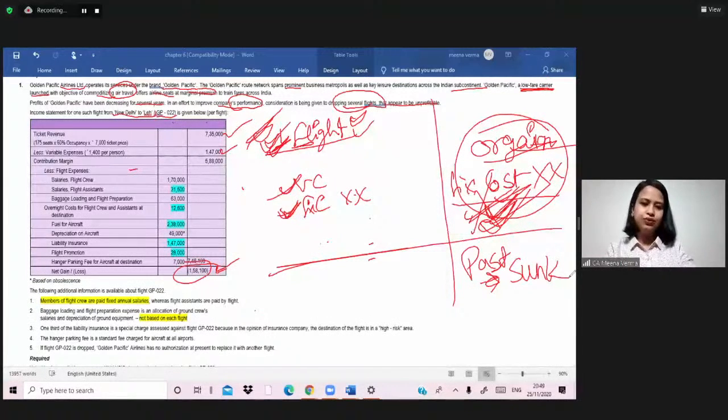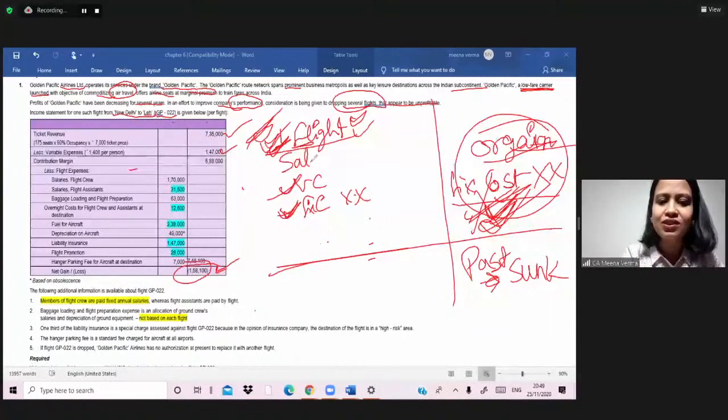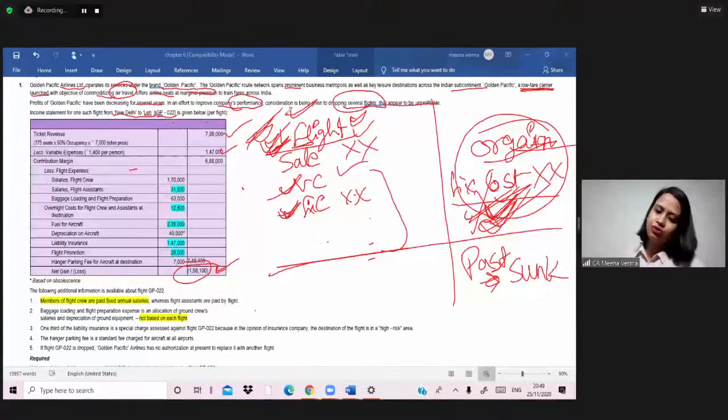Now see this question. Let us read about this question. We will try to identify these two fixed costs and remove them. What will we do? We will consider the sale value, whatever sale value they have. We will consider the variable cost. And then we will consider only those fixed costs which are related to this particular flight. Now see, what are the costs related to this particular flight?